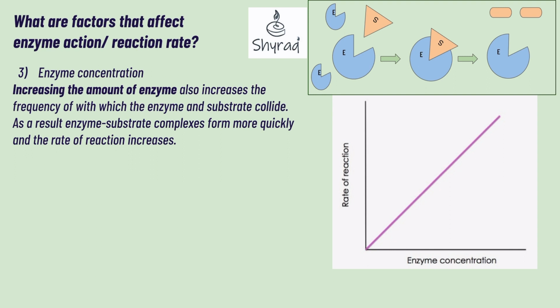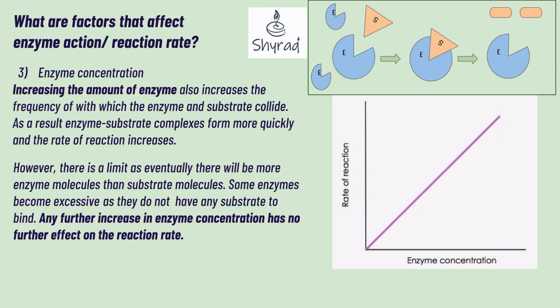The third factor that affects enzyme action is enzyme concentration. Increasing the amount of enzyme also increases the frequency with which the enzyme and substrate collide. As a result, enzyme-substrate complexes form more quickly, and the rate of reaction increases. However, there is a limit, as eventually there will be more enzyme molecules than substrate molecules. Some enzymes become excessive, as they do not have any substrate to bind. Any further increase in enzyme concentration has no further effect on the reaction rate.